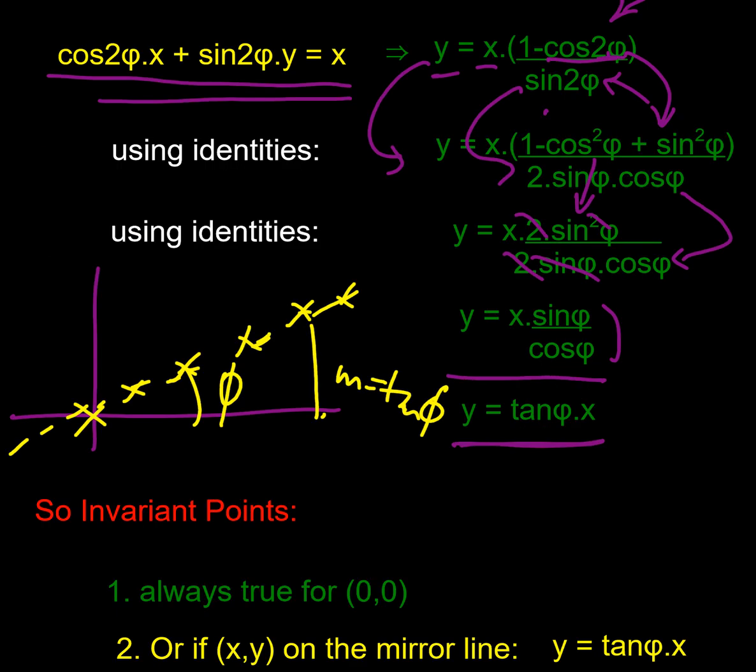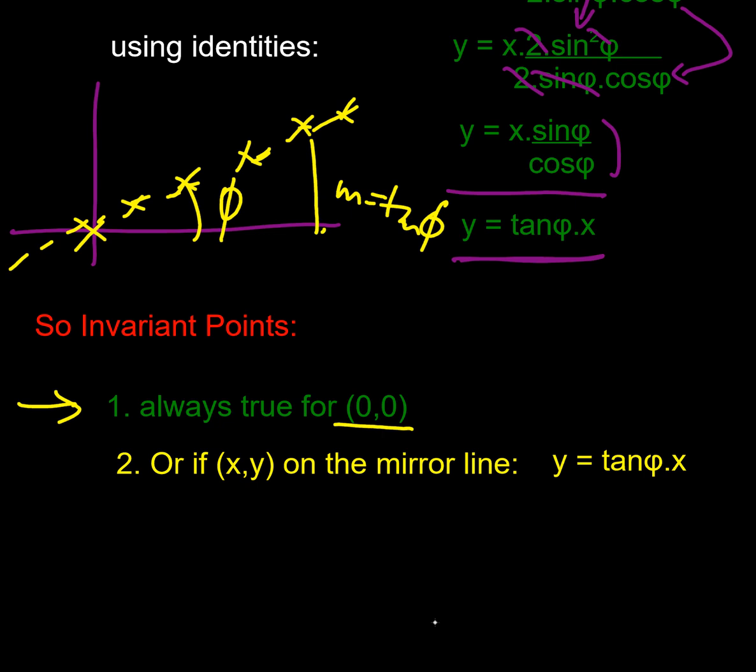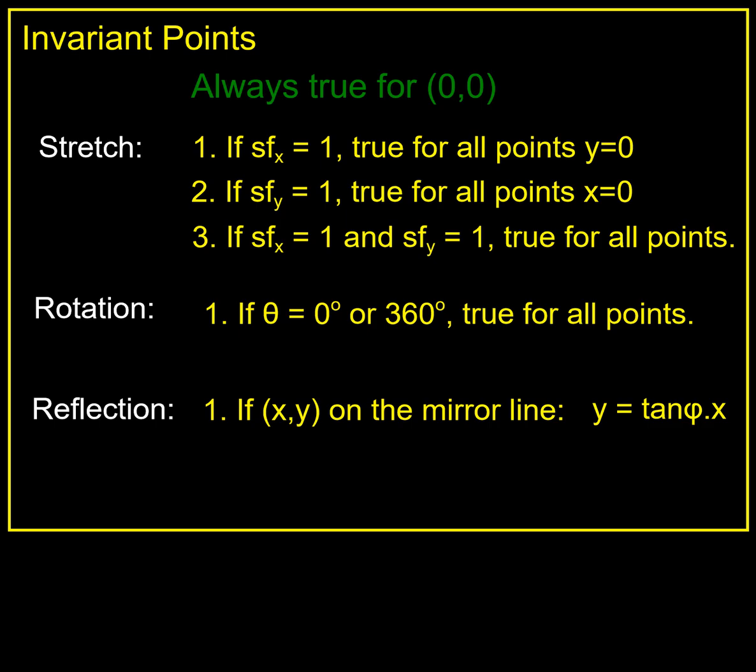Okay, so what's that tell us? Well, once again, it tells us that 0, 0 is an invariant point, but it also tells us that every point on the mirror line is an invariant point. Okay, so there we have it in summary.